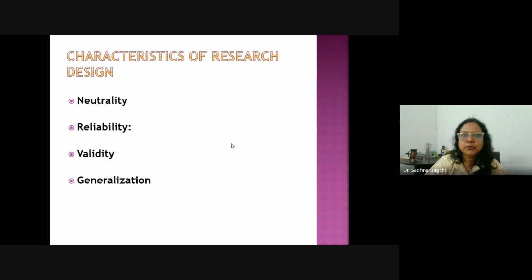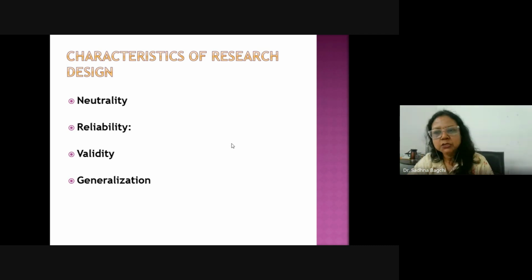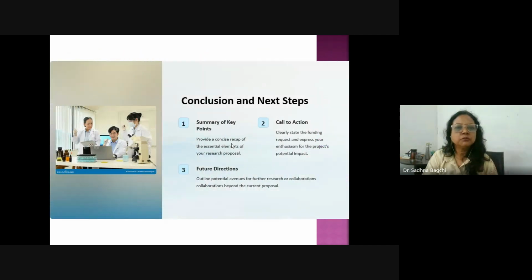If you are saying something, it must be validated scientifically. If you say these are the variables I'm taking for study, how are you going to validate this? On the basis of previous research, or expertise, or Delphi techniques, you can validate. So many techniques are available to validate your statements. Okay, now come to the conclusion and the next step.